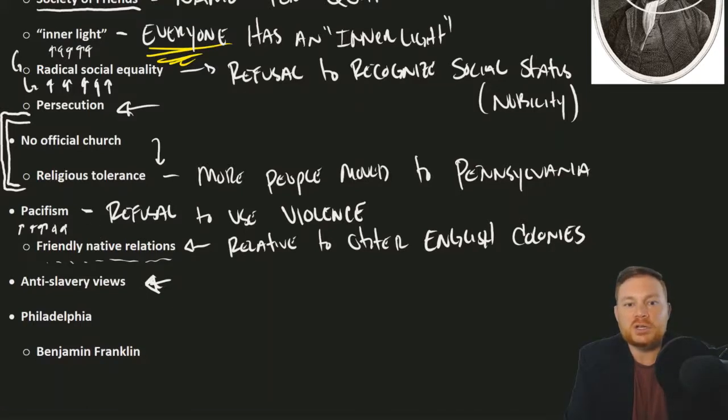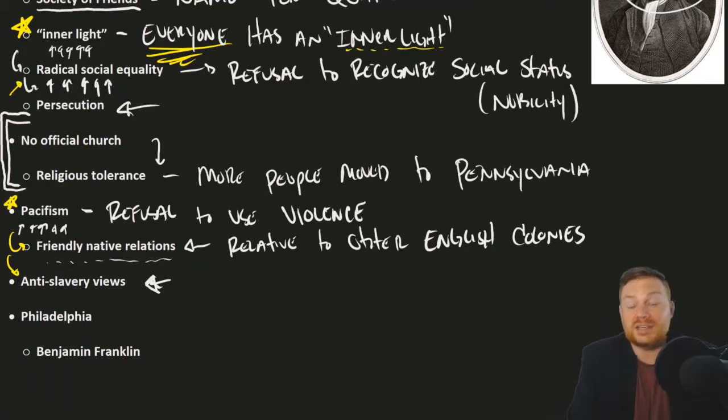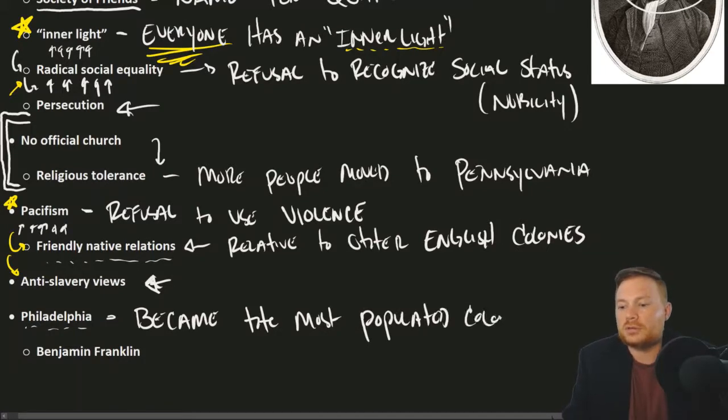So if you can understand some of the base belief systems about the Quakers, or at least remember this idea of an inner light, this idea of spiritual equality, the refusal to use violence, it can help you get to some of the other positions that the Quakers have and some of the things that are characteristic of the Pennsylvania colony. Places like Philadelphia became the most populated colonial city.